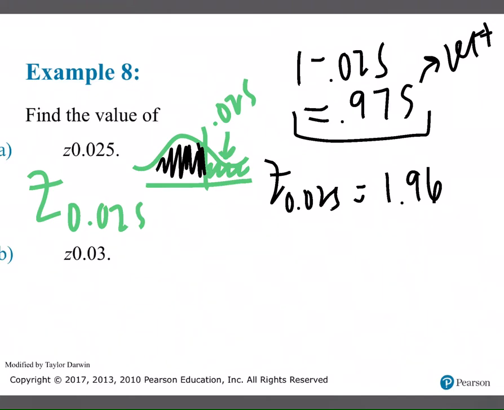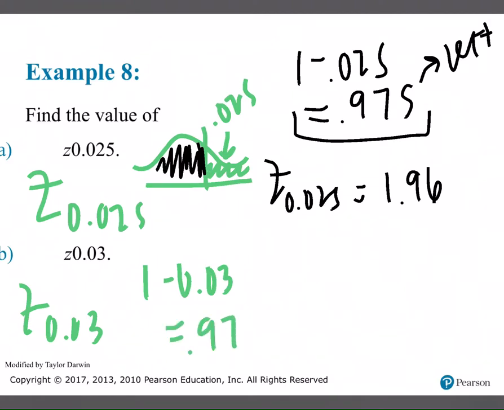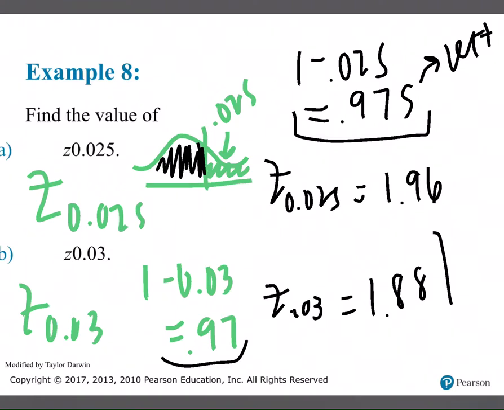The second one, again, I'm given the area to the right. So I'm going to do 1 minus that. And when I subtract that, I will be given 0.97. That area is the area to the left. So I want to find the Z-score that goes along with that area. When I look in my Z-chart, the Z-score that goes along with or close to 0.97 is 1.88.